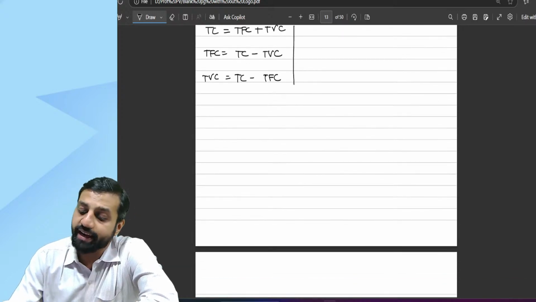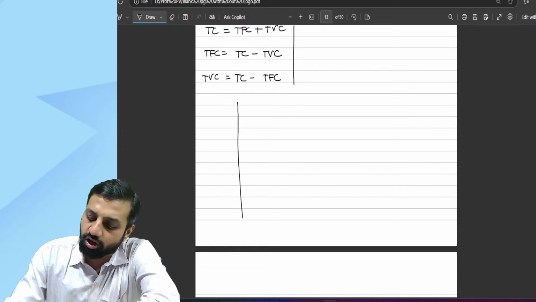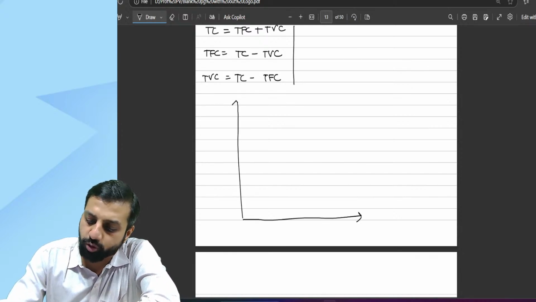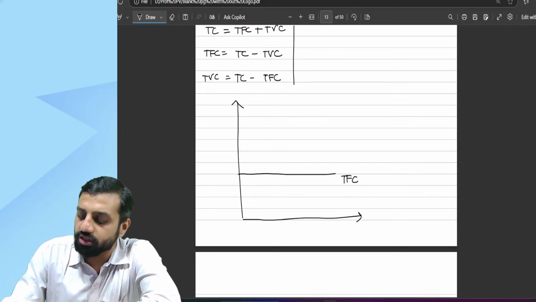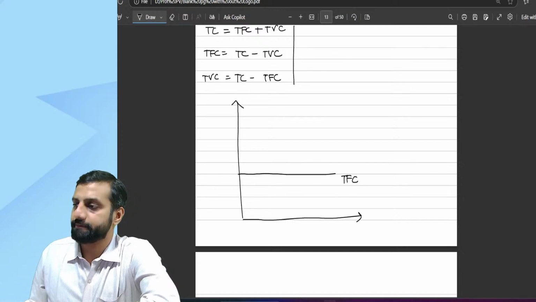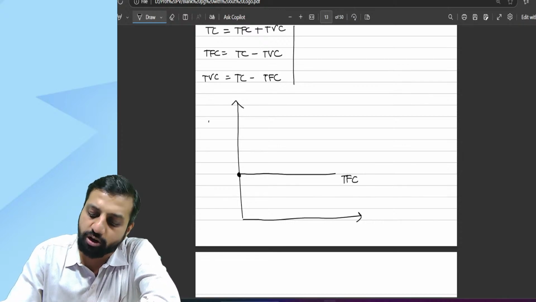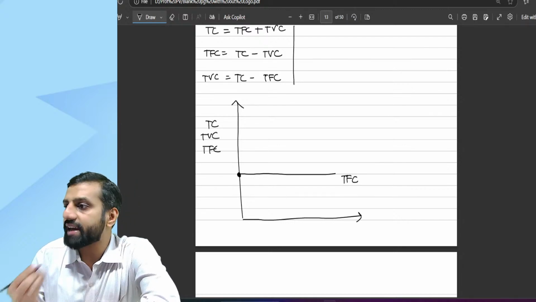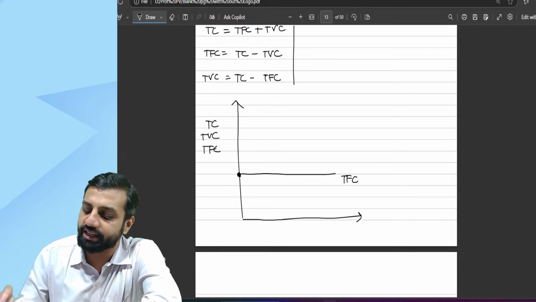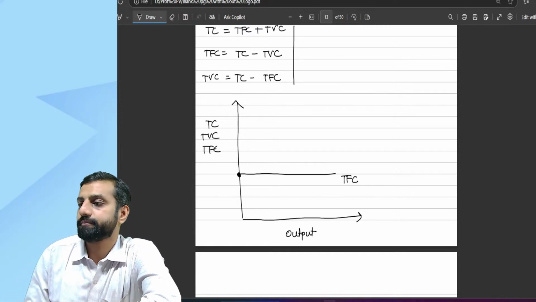So there is a diagram for this. Total fixed costs do not change with the level of output. Therefore, the TFC curve is a horizontal line parallel to the x-axis. Total fixed cost remains constant at all levels of output. So on the y-axis we have TC, TVC, TFC. On the x-axis we have output.